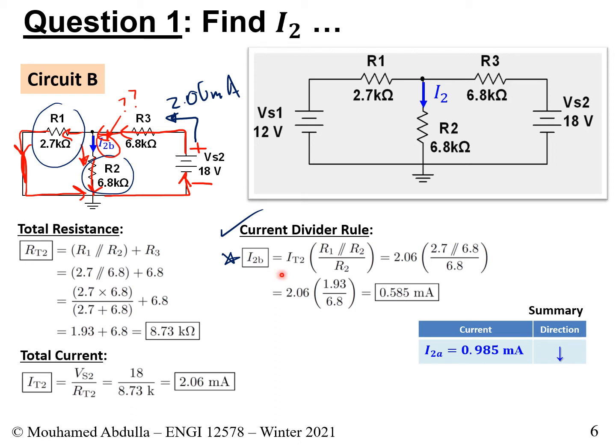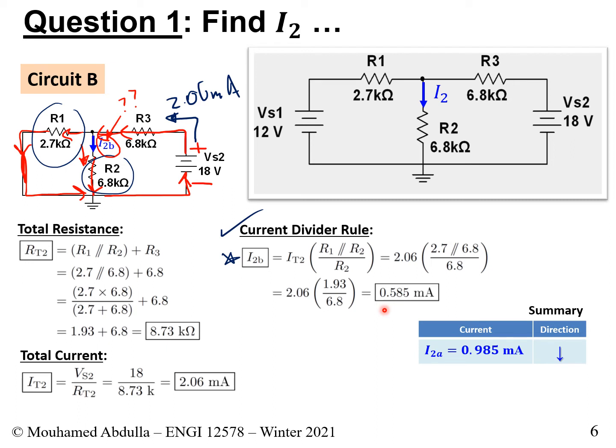Sorry, and this gives us that I2 T2, which is 2.06, and we do a ratio of a small value of R1 in parallel with R2. So this is 2.7 in parallel with 6.8 divided by the resistor R2, 6.8. So we enter the value, do the math, and figure out that the current that flows into R2 is in fact 0.585 milliamps.